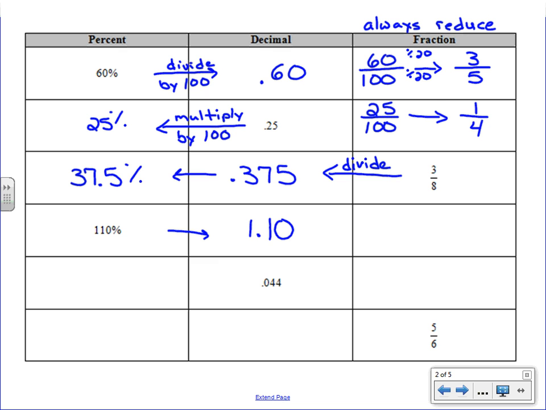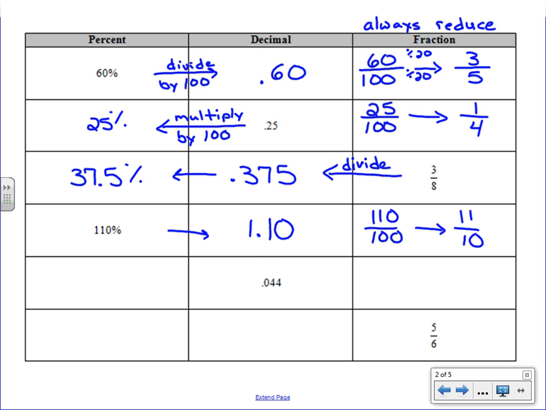Now, when we do the fraction, I'm going to go back to the percent column because I know that 110% is out of 100. So I'm going to write it as 110 over 100. If I went to the decimal, I'd end up with a mixed fraction, and that would just get messy to deal with. Again, we can reduce this one, and we can divide both by 10, and we end up with 11 tenths.